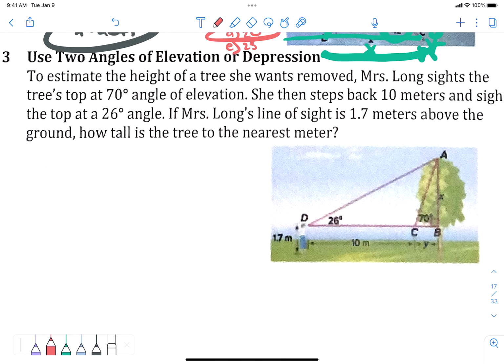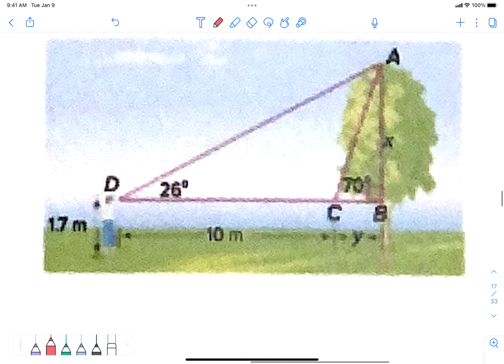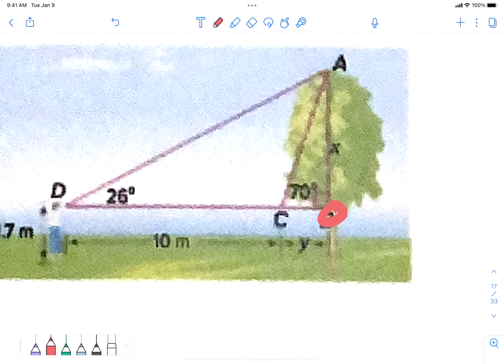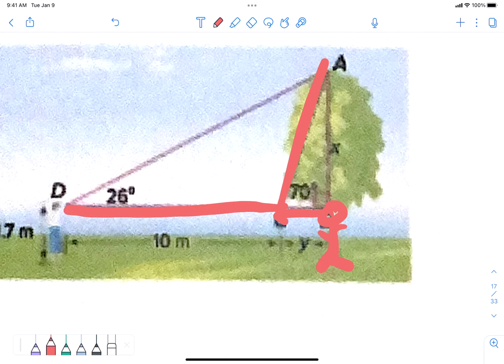So here's what's happening. Mrs. Long is standing over here, and she was originally standing right next to the tree. She's starting here, and she's walking backwards just a little ways, and she looks up at the tree. If you look up at the tree and you're almost underneath it, it's going to be a really high angle of elevation, right? 70 degrees is pretty high. Then she continues walking backwards to make another triangle, and she stops at about 10 meters, and she looks up in the air again. But now it's only a 26-degree angle of elevation. And she wants to know how tall the tree is.